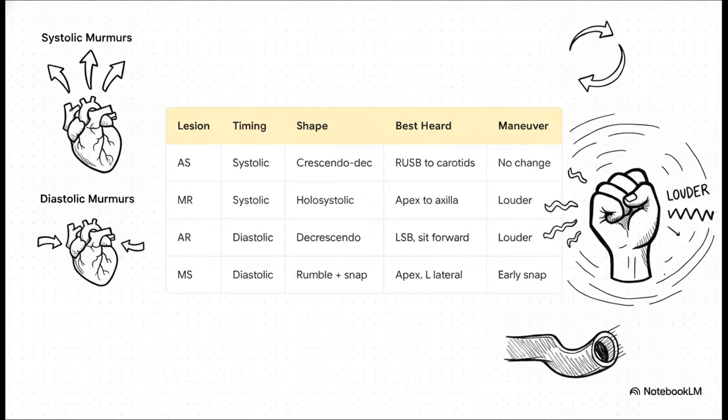Now, check out those maneuver clues on the far right. Notice how the handgrip maneuver, which increases systemic resistance or afterload, actually forces more blood backward? That makes regurgitation murmurs like MR and AR much, much louder. But, and this is key, it leaves a forward-flowing murmur like aortic stenosis completely unchanged. That is exactly how you differentiate them at the bedside.